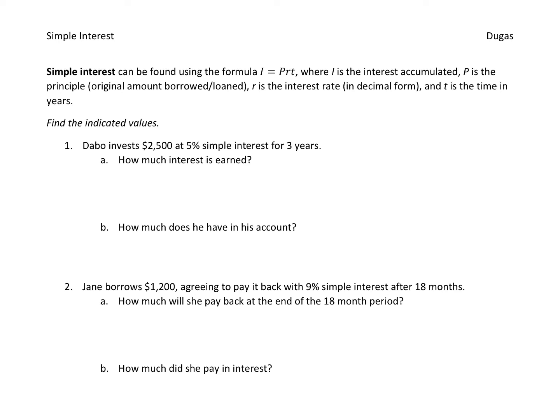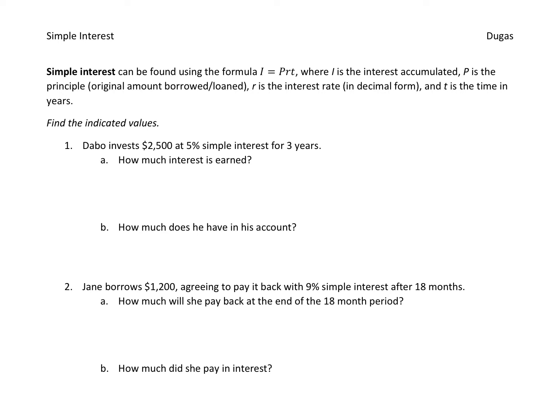In this video, we will be discussing simple interest and how you can find simple interest given certain information. So the simple interest formula is I equals PRT, where I is the interest accumulated, P is the principal, which is the original amount borrowed, R is the interest rate in decimal form, and T is the time in years.